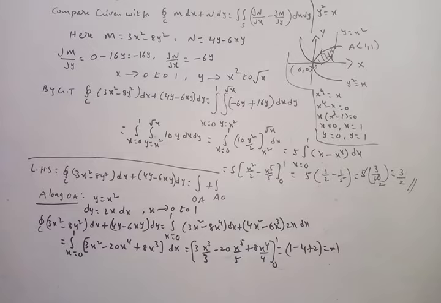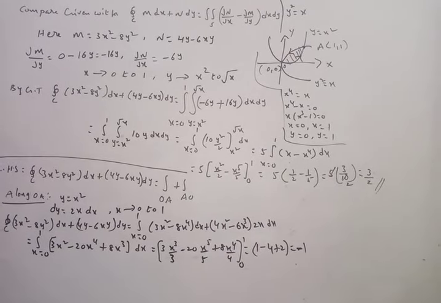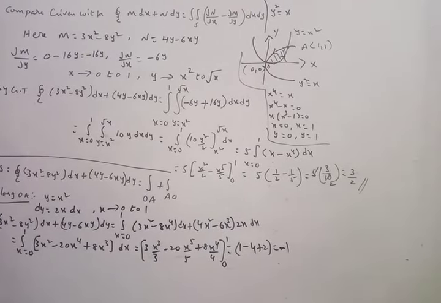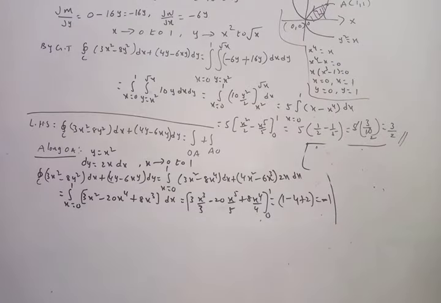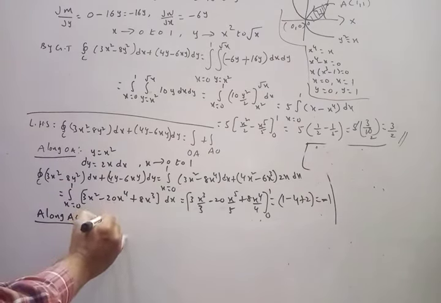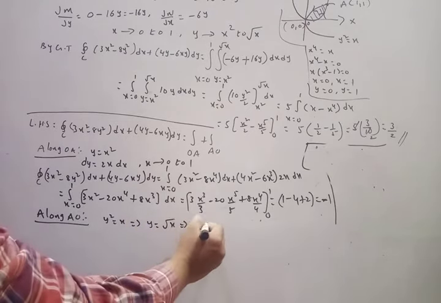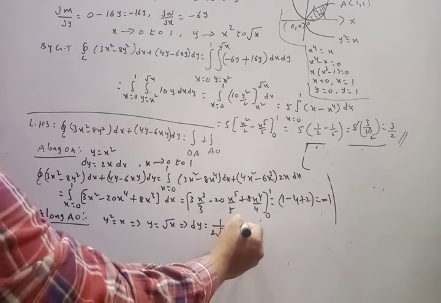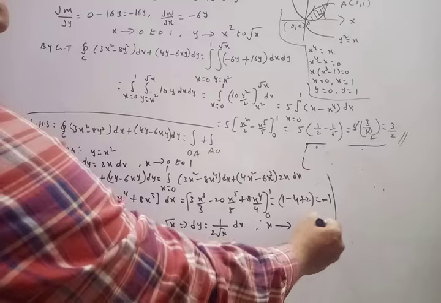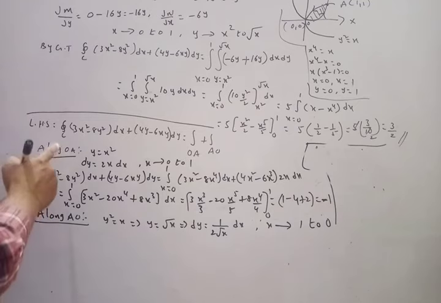So next, what we have to find is along AO. Along which curve we have to do? Along AO, correct? So along AO, we are coming back, right? That means y square is equal to x. y is equal to root x. That means dy is equal to what? Root x differentiation, 1 by 2 root x dx. And x changes from 1 to 0. We are coming back, no? 1 to 0. Clear? x varies from 1 to 0. So we need to substitute over here.